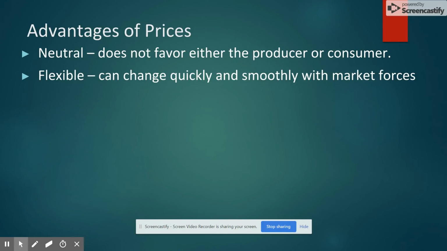They're also extremely flexible. They can change quickly. They can change smoothly. Have you ever pulled into a gas station, the price is one price, and then by the time you pulled out, the gas had changed prices? It happens a lot. Prices change very, very quickly, and that's a good thing because they're flexible. All you have to do is change a number, and the market force has worked.